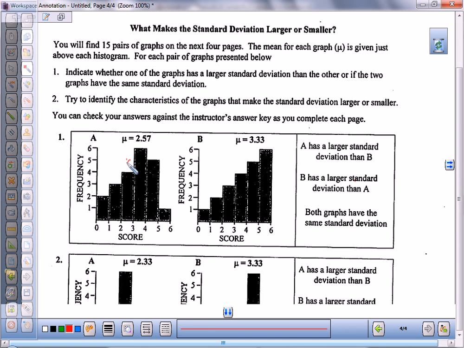If the mean is right here on this one, 2.57, so I'm going to draw it somewhere around there, and then 3.33 on this one, so somewhere around there, can I tell which one it looks like has more data closer to that mean? What do you think? Just eyeballing it. You think A has the data closer to the mean, so it would have the smaller one. Is that what we think just by eyeballing it? A is smaller.